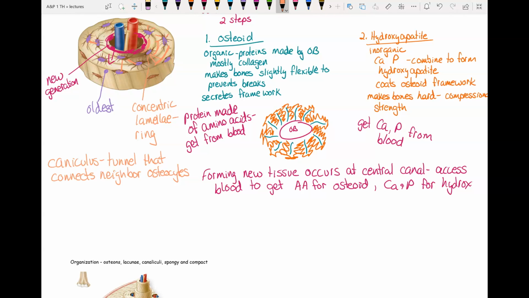So the blood, remember, is there at the central canal. And osteocytes are living cells. They need nutrients. They produce waste. But the ones out here at the edge have no access to the blood. So they have these tunnels that connect them, and that is what allows them to pass stuff back and forth. So the ones that are by the blood will get nutrients, and then they'll pass it through the tunnels to the ones out here further from the blood. And then waste gets passed forward to the blood.